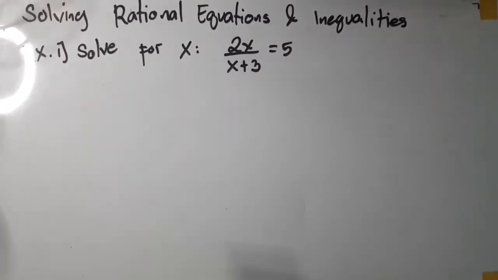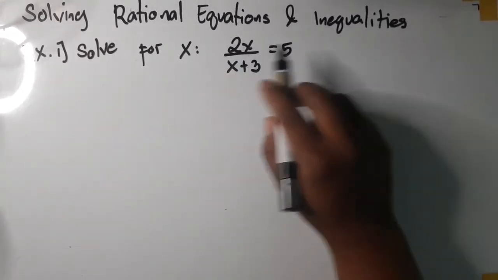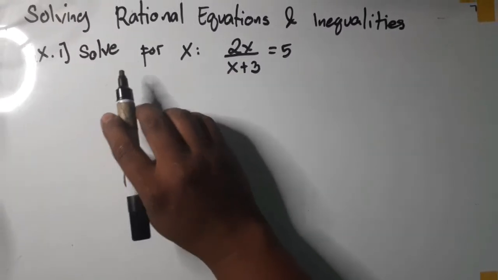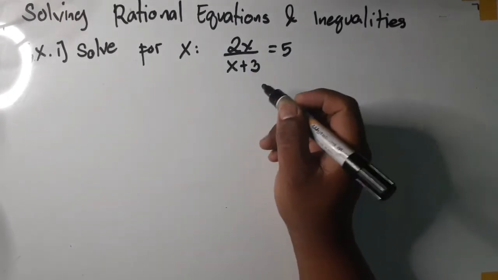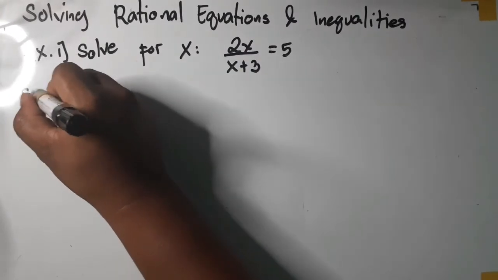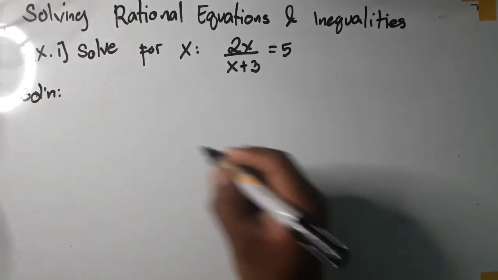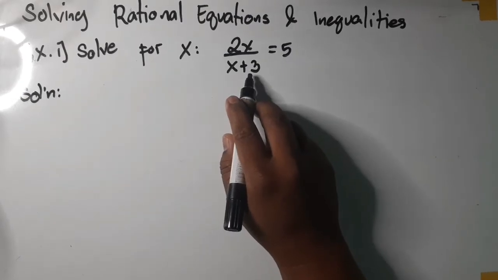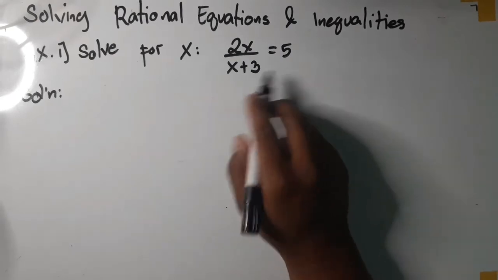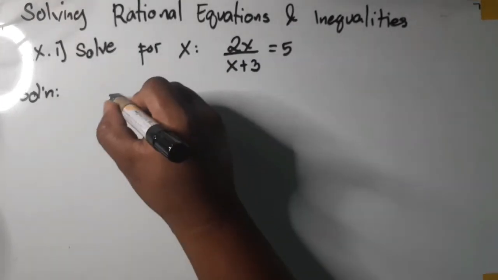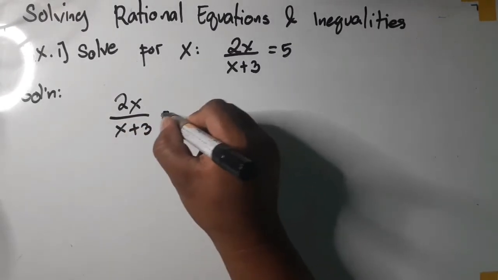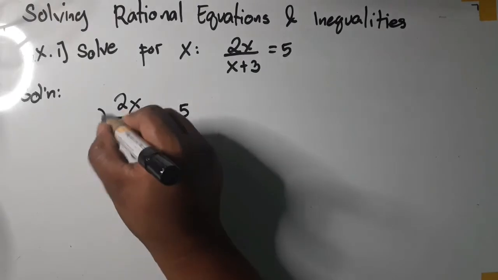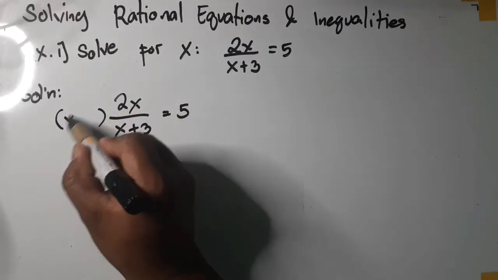So this time let's solve rational equations. Solve for x: 2x over x plus 3 is equal to 5. How to solve for x? The first thing to do is to remove the denominator so it is easier to solve. To do that, multiply both sides by the denominator. Given 2x over x plus 3 equals 5, multiply both sides by the denominator, which is x plus 3.